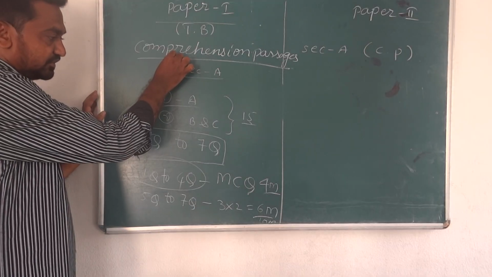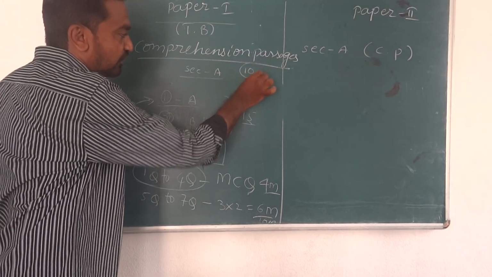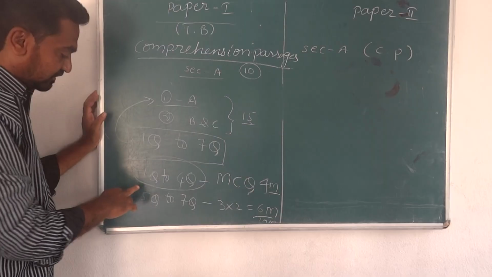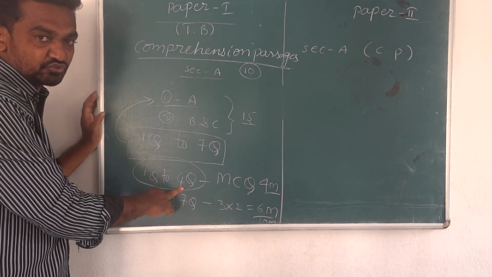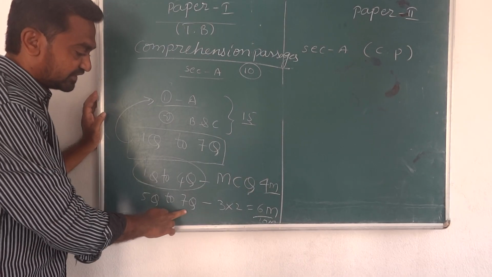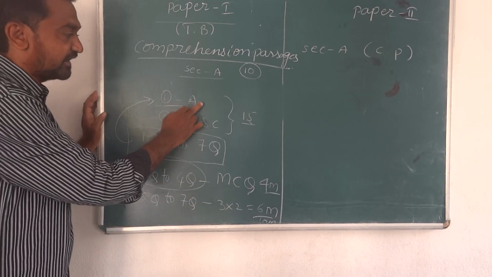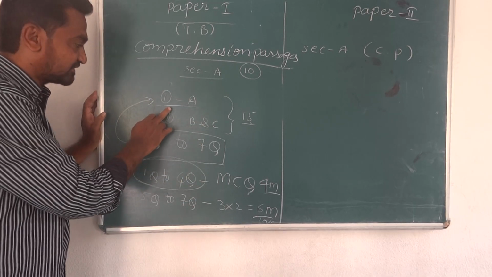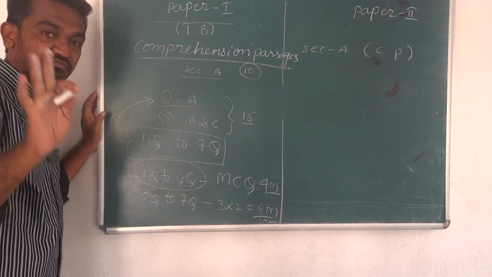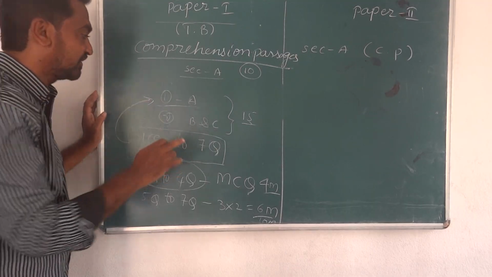First passage, it carries the 10 marks. Then how are the 10 marks divided? Questions 1 to 4 are the multiple choice questions, and the next 5 to 7 are the very short answers. This is how the first passage is divided, and this passage comes from the A reading of every unit. You have to go through the A reading of every unit.